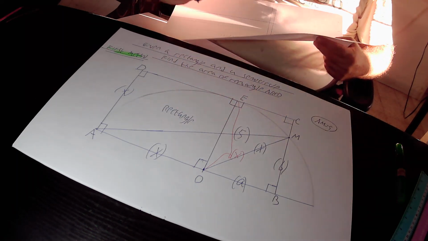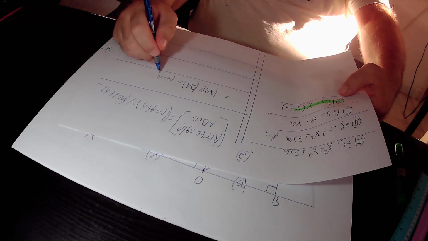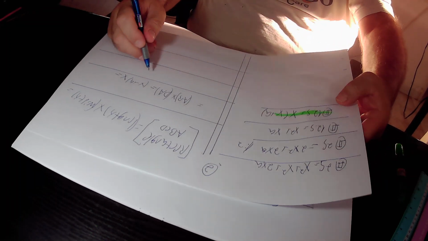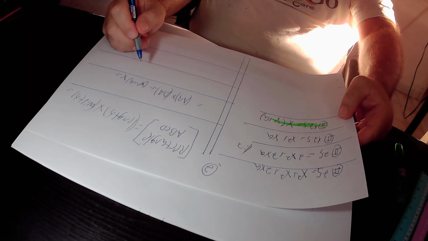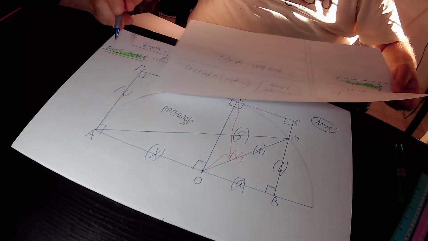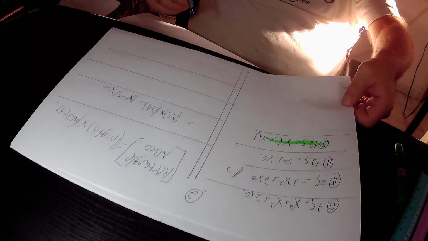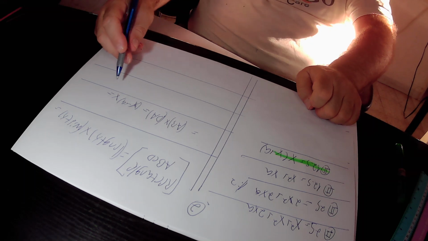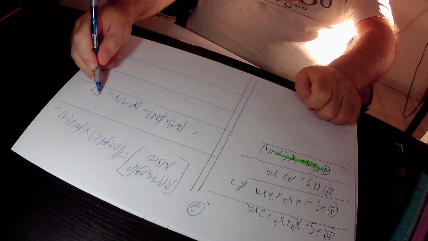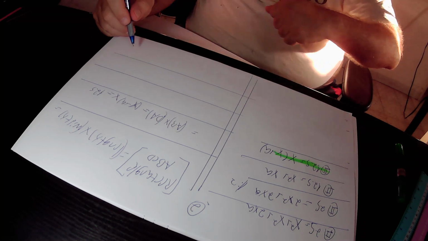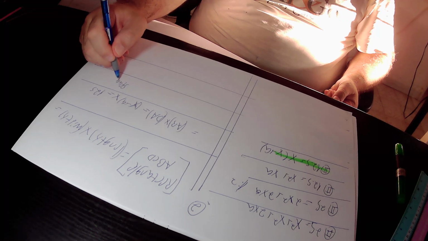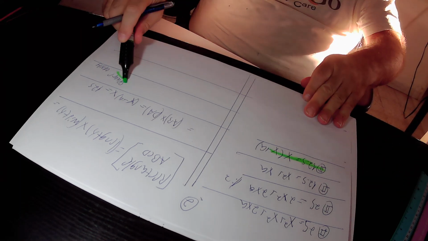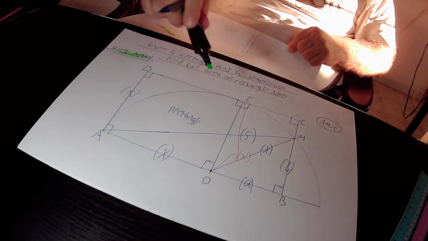AB is x plus a, and DA is x. So the area of rectangle ABCD equals x plus a times x. But because x plus a times x is 12.5, we substitute x plus a times x here by 12.5. So the area of rectangle ABCD equals 12.5 square units. That is the answer to the question.